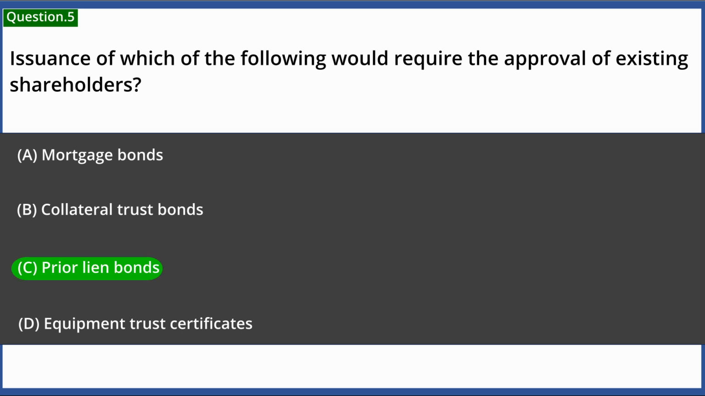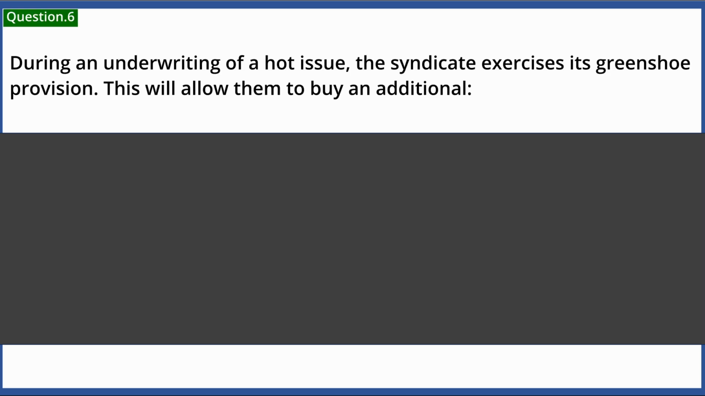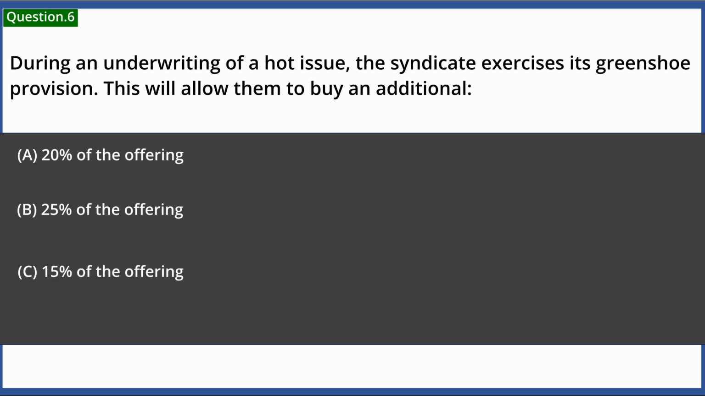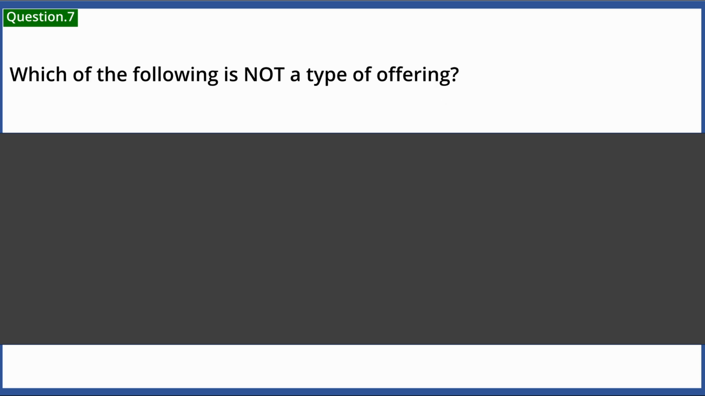Prior lien bonds. During an underwriting of a hot issue, the syndicate exercises its greenshoe provision. This will allow them to buy an additional A. 20% of the offering. B. 25% of the offering. C. 15% of the offering. D. 10% of the offering. Answer: C. 15% of the offering.